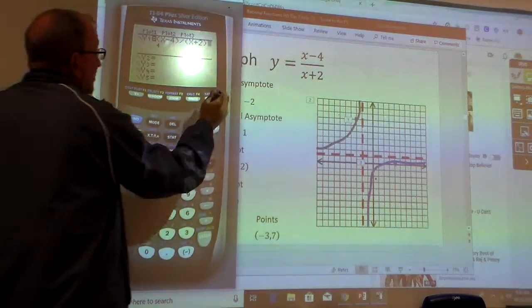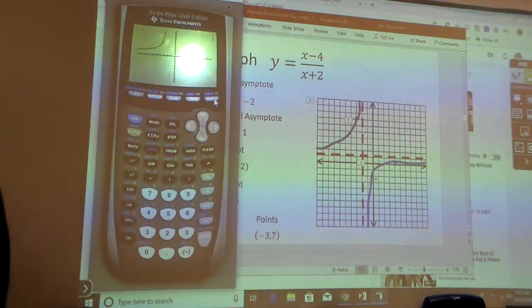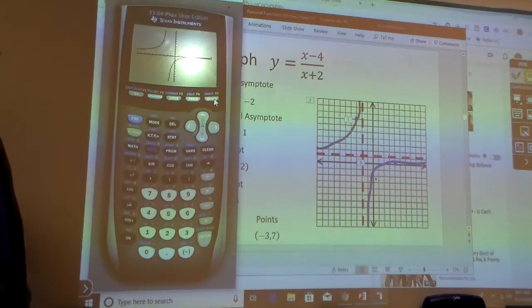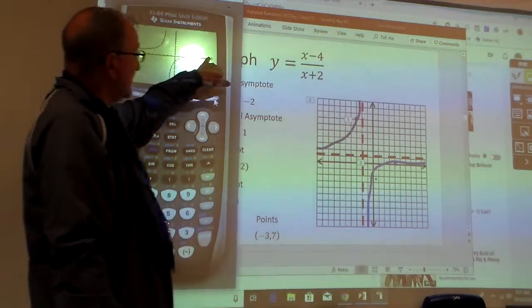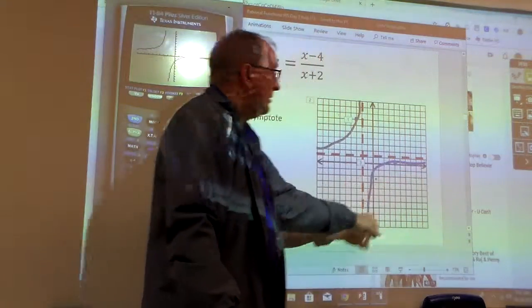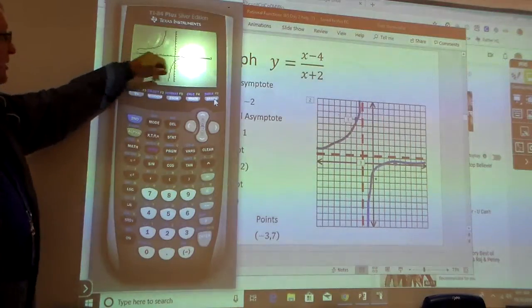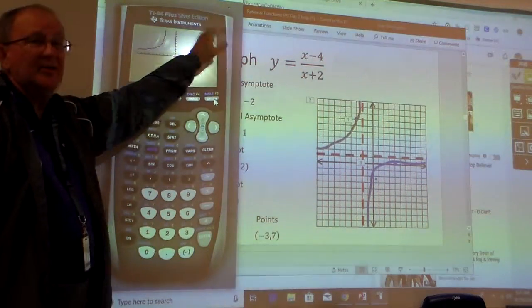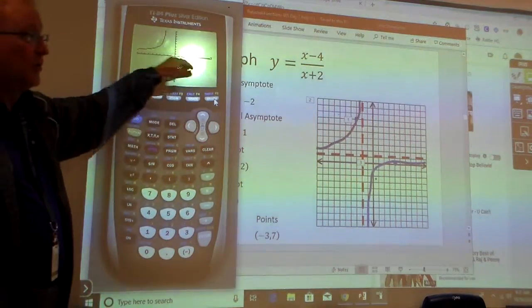And I'm going to hit graph. And notice, does my graph look like that one? Yeah, you can see it's a little bit above right there, right? It goes right there, right there. Notice, this doesn't show the asymptotes, does it? But you can kind of tell where they were.